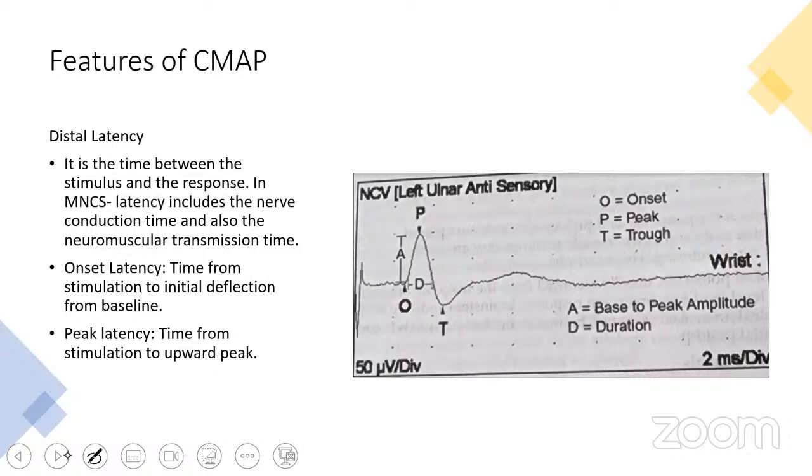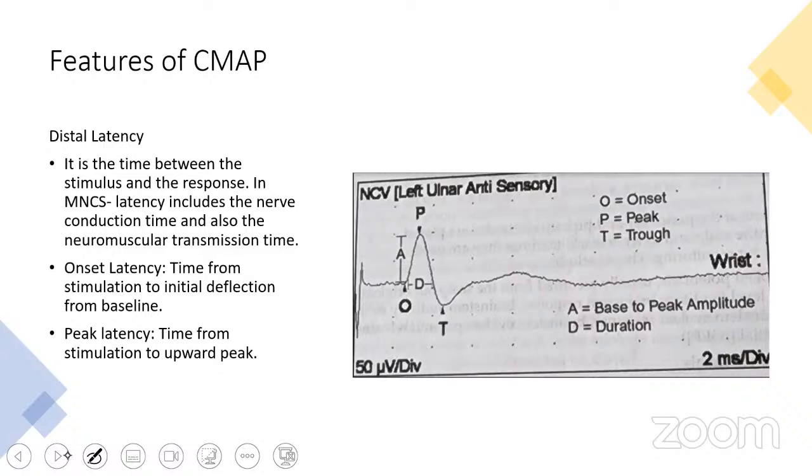What are the features of CMAP? If you picturize in your mind, a compound muscle action potential should have distal latency, compound muscle action potential amplitude, duration, the nerve conduction velocity, and the F wave. These are all the things associated with motor nerve conduction studies. So the distal latency is the time between the stimulus and the response. In motor nerve conduction studies, latency includes the nerve conduction time and also the neuromuscular transmission time.